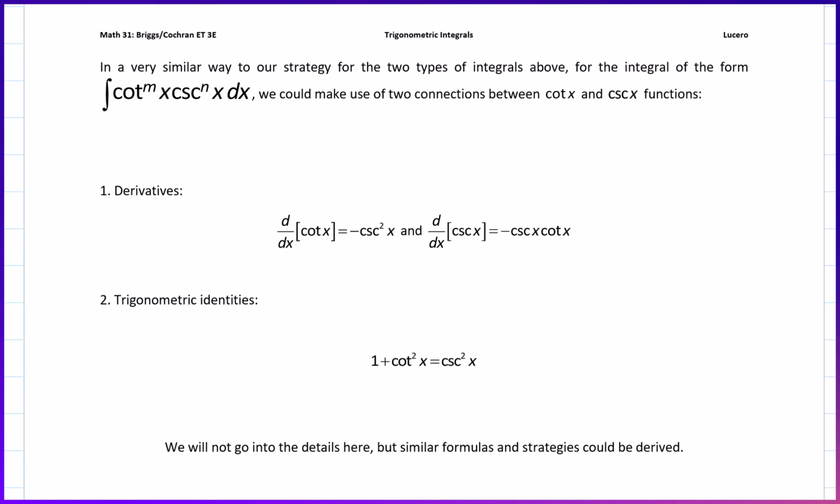We could, in a very similar way, extend the theory because the cotangent of x and the cosecant of x similarly have relationships in their derivatives and in their identities, as I have right here. So the integral of cotangent^m of x times cosecant^n of x dx, we have similar strategies that can be derived using their derivatives and their fundamental identity that connects them. I'm not going to go into the details in this video, but just remember that there are similar connections between those two functions that can be expanded upon when you're integrating as well.